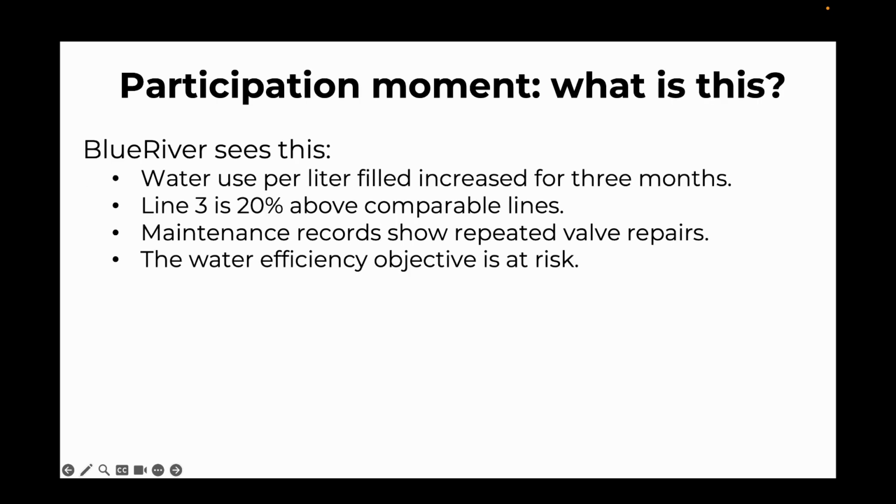Let us begin with a decision. So, pause for, let's say, 20 seconds. BlueRiver sees this pattern. Water use per liter filled has increased for 3 months. Line 3 is 20% above comparable lines. Maintenance records show repeated valve repairs. And the water efficiency objective is now at risk.